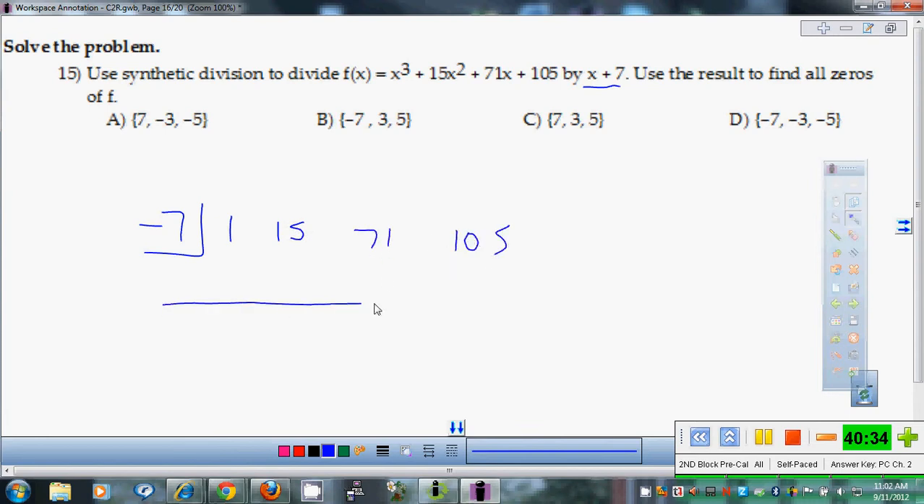Excellent. Remember, I believe the very next problem gives you f of 3. When it gives you an actual value, you plug it straight in. When it gives you a complete factor like that, you take the opposite. So, drop, multiply, add, multiply, add, multiply.